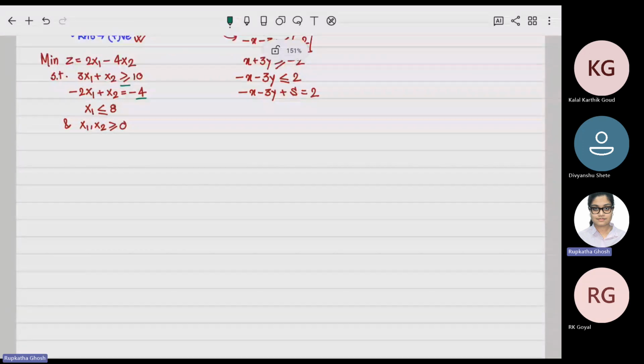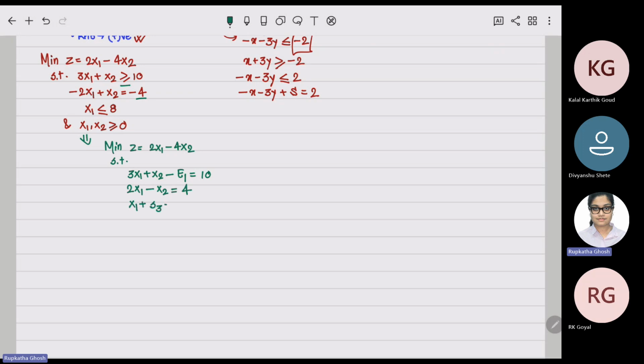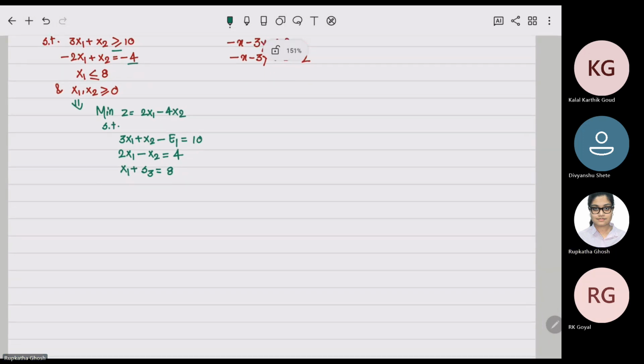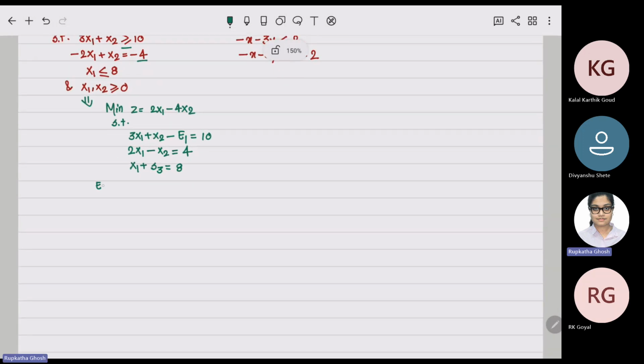So we can write this as minimize z equal to 2x1 minus 4x2 subject to 3x1 plus x2 minus e1 is equal to 10, 2x1 minus x2 is equal to 4, x1 plus s3 is equal to 8, where e1 is your surplus variable, s3 is your slack variable.